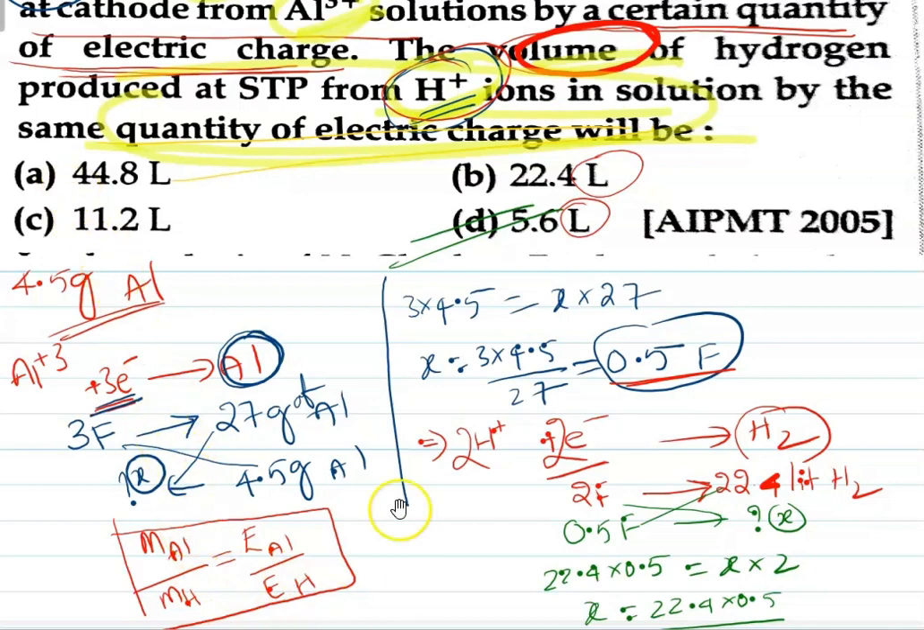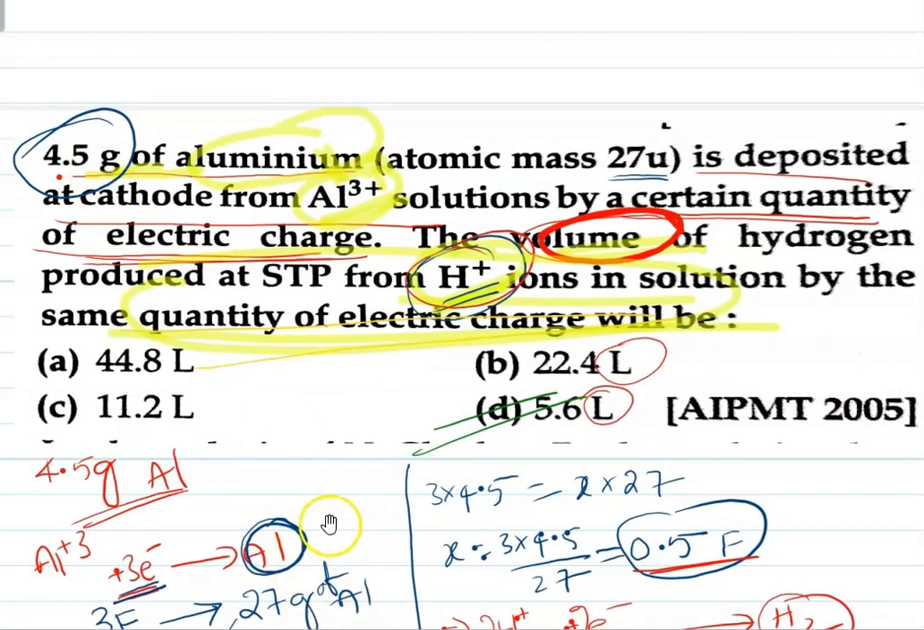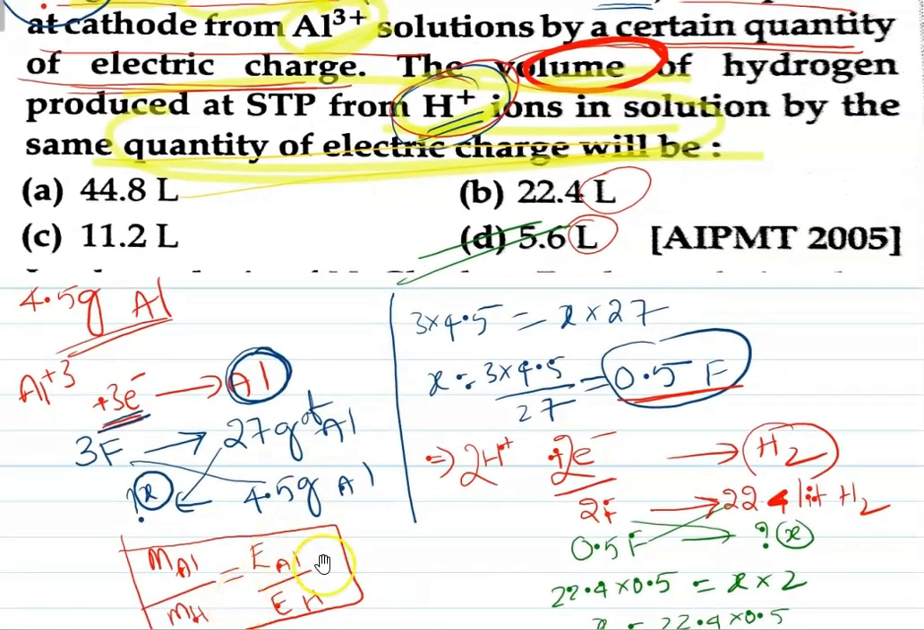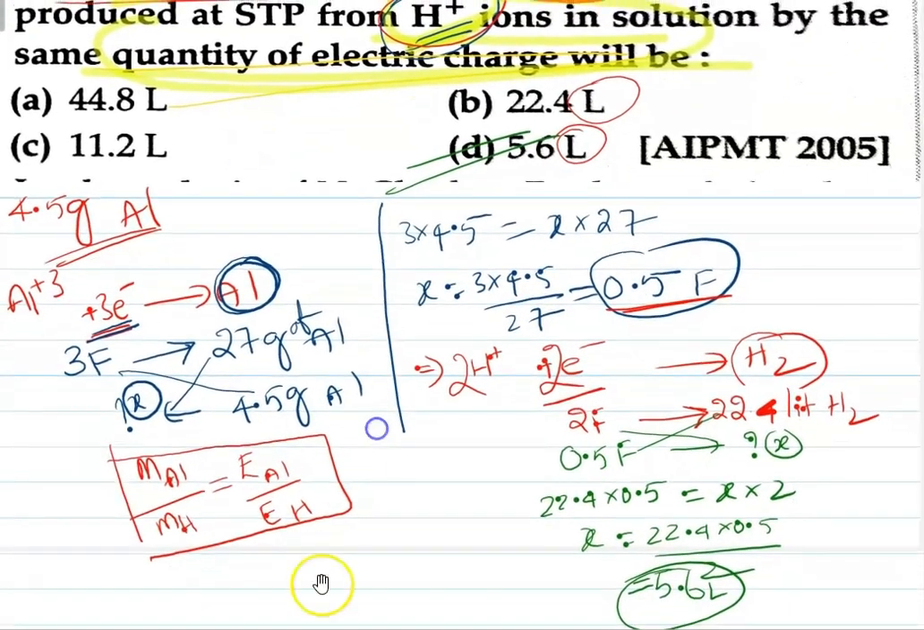Mass of aluminum is given as 4.5 grams. Then he has asked for the mass of hydrogen. We have to calculate the equivalent weight of aluminum, and the equivalent weight of hydrogen also. So let's solve this using this trick, and we will see how many possibilities there are to solve this question. Mass of aluminum is 4.5 grams, which is given in the question. We need to calculate the mass of hydrogen, and then convert that mass into its volume.